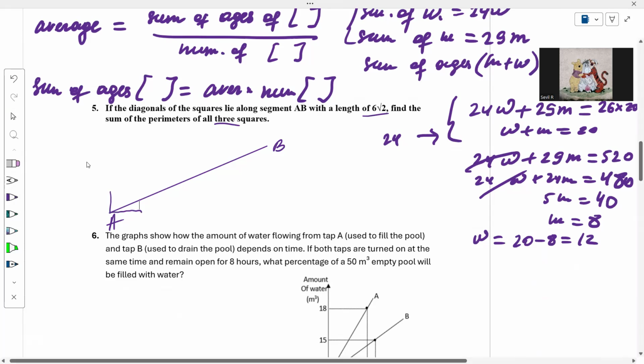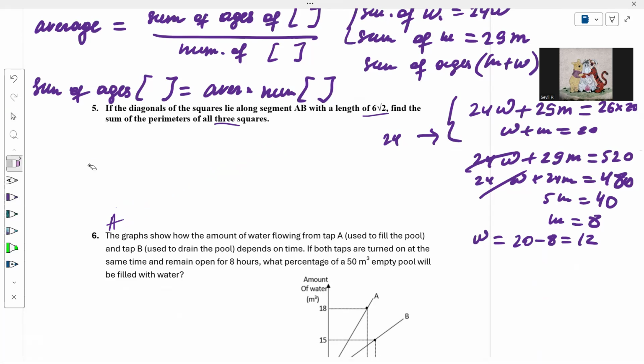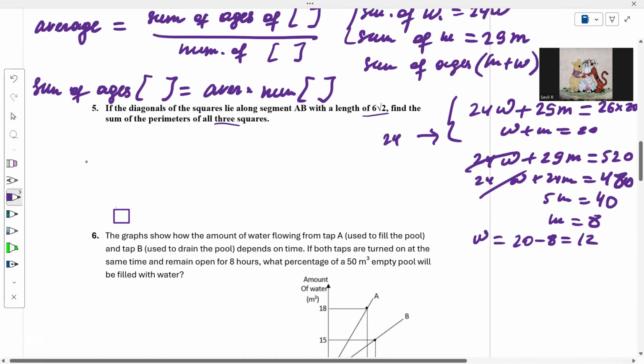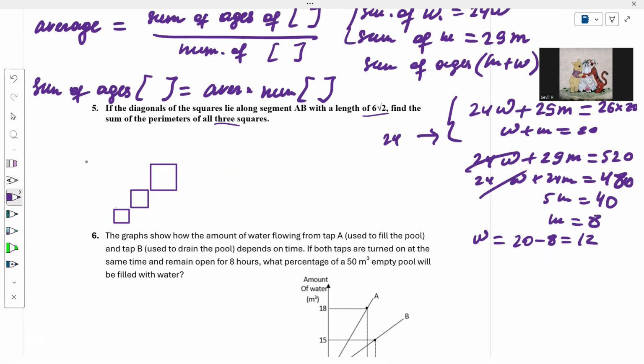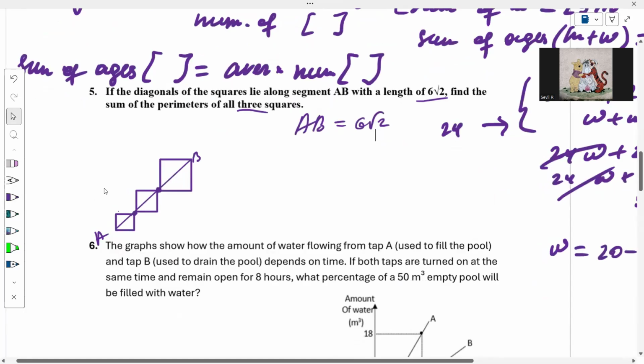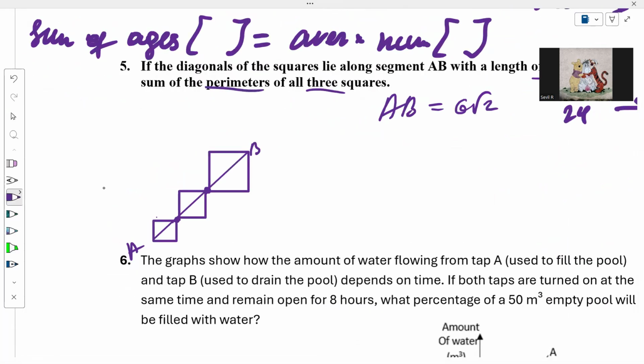I have to draw AB under 45 degrees. So let me draw the squares first: first, second, and third. They lie as if they are connected. So what we need to do is just write AB equals 6 square root of 2 and then relate these sides because we need the perimeter, right? Sides, let it be x, x the small, y, y, z, and z.